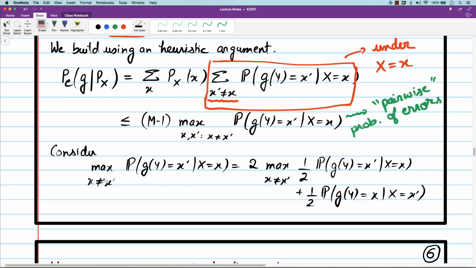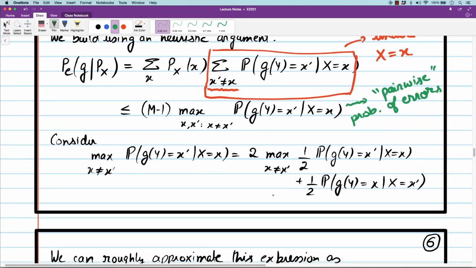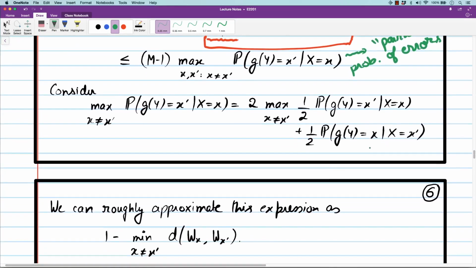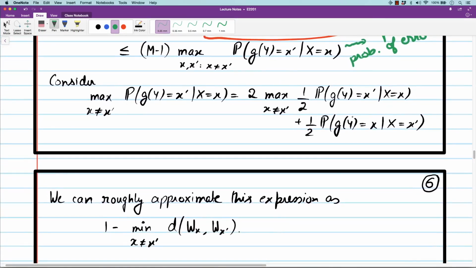Okay, so consider this pairwise probability of error that we have come up with here. This can be written as 2 times this average probability, which we can always do. This is just some rough thing I'm doing. So now this looks like a binary hypothesis testing problem with this small change: under x you declare x prime, under x prime you declare x. So this is just the binary hypothesis testing problem with uniform prior. So this expression is essentially this expression up to a factor of 2, which we don't care so much about.